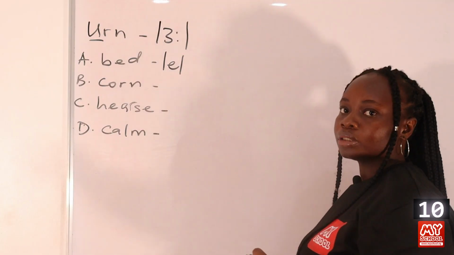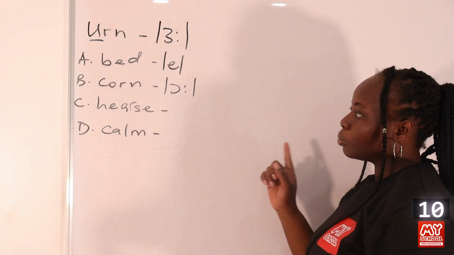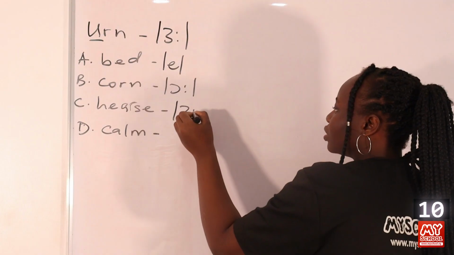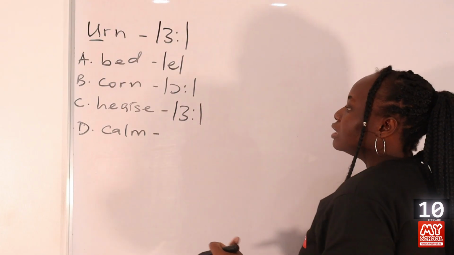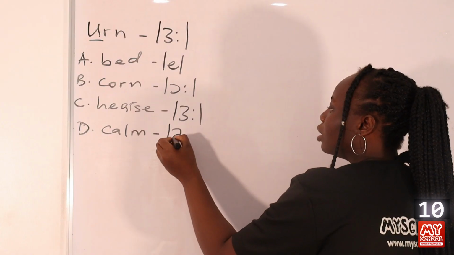Then for the word corn, we have the long O sound, or corn. Then option C is pronounced hers. So we have this sound as well, the long air sound. Then option D is pronounced as calm. Calm. We have the long R sound.